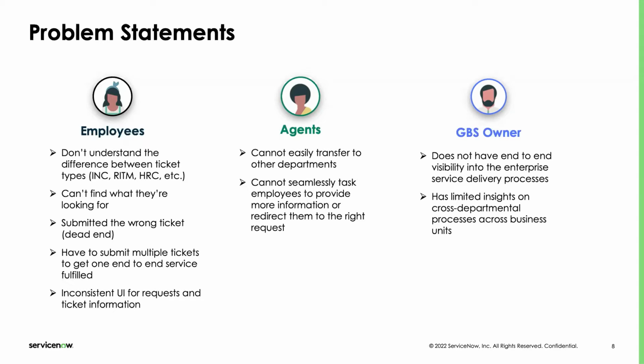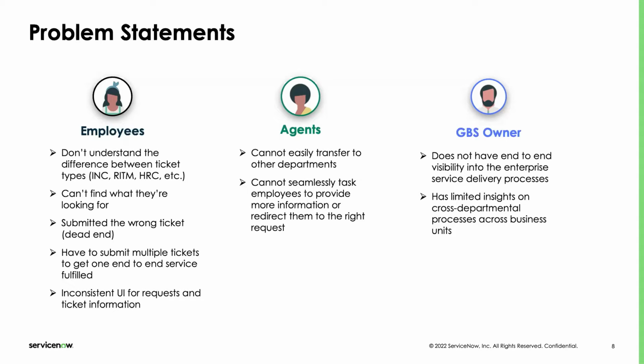For the agents, definitely there is no way right now they can collaborate. Like IT and HR probably cannot collaborate because there's no easy way to do it. They can do it offline, but there is no way within the system you can open a ticket and do that, right? For the GBS owners, and these are owners who are probably looking at the process overall, right?